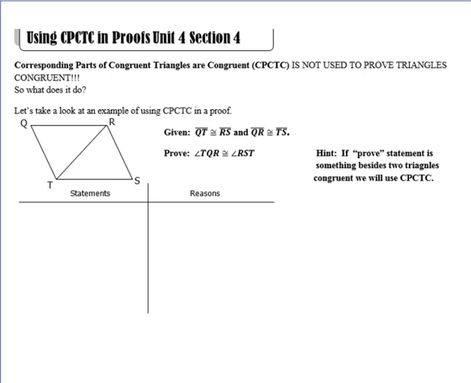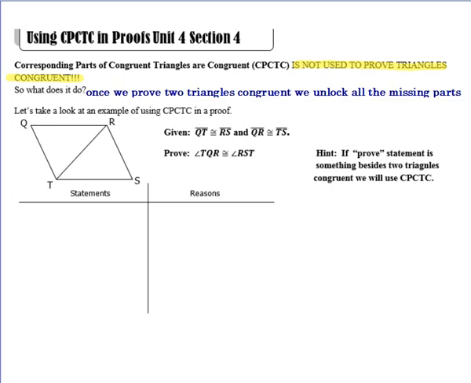I want to start off by specifying that CPCTC is not used to prove triangles are congruent. So it's something that we use after we've established that the triangles are congruent. And so what exactly does it do? Once we prove that two triangles are congruent, we essentially unlock all of the missing pieces.